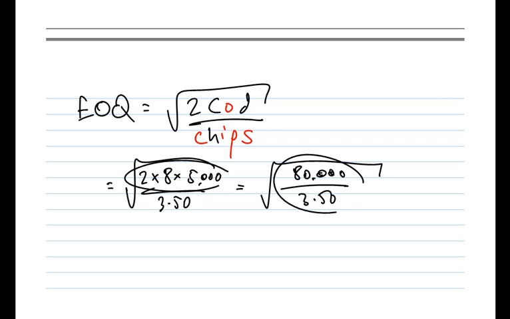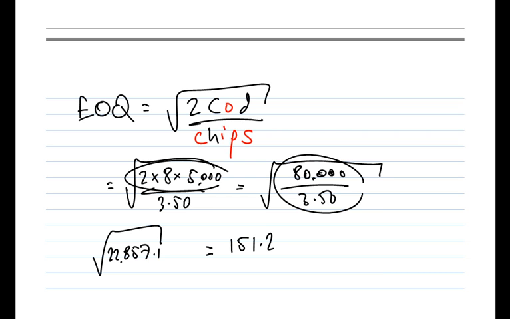If I then work out what 80,000 divided by £3.50 comes to, I get 22,857.1 or something. And then if I take the square root of that figure, I get that coming to 151.2. Now, do make sure you're reading any rules in the task about rounding.